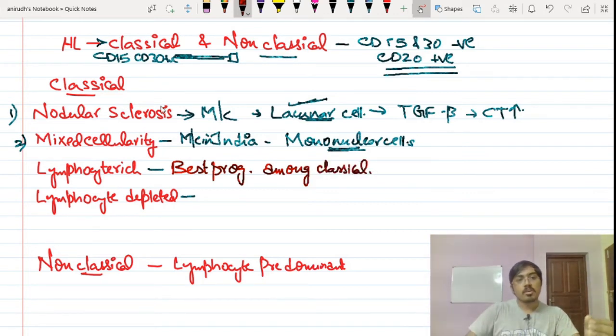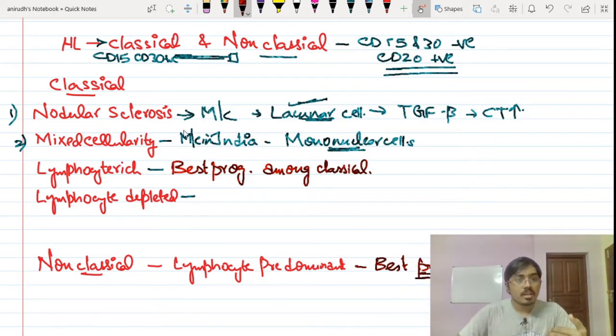Now, all together, if you take all types of Hodgkin lymphoma, classical and non-classical together, the overall best prognosis is for lymphocyte predominant. This is the best prognosis overall, right? Remember that in lymphocyte depleted, the number of lymphocytes is very less, so therefore I can say this has the worst prognosis.